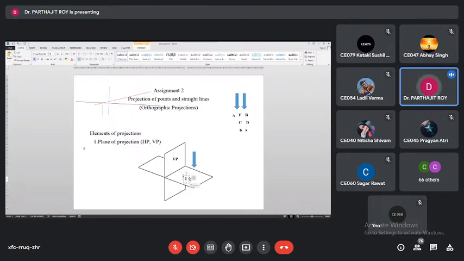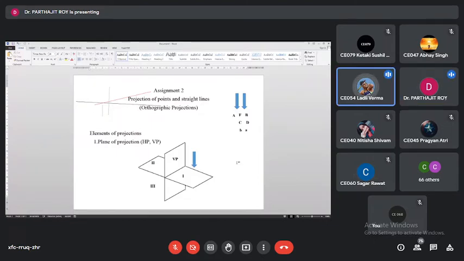Similarly, you can have one more space, as I told, which is behind the vertical plane but above the horizontal plane. Let me call this quadrant 2. So first quadrant, second quadrant we got. Similarly, you have the third quadrant, for which the position is below the horizontal plane and behind the vertical plane. Clear? Yes, sir.